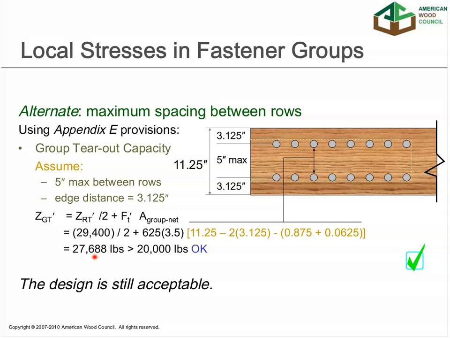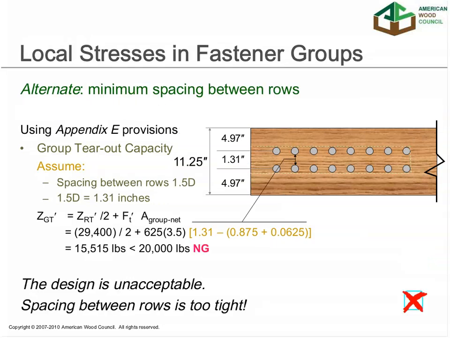Now, let's go the other direction. Let's say we decrease the spacing between those rows to the absolute minimum, which is 1.5 diameters. And in that case, 1.31 inches, a very tight spacing. But what we've done, in effect, is reduced this cross-section here and reduced our capacity to well below the 20,000 pounds that we need. So you can see the impact that spacing of rows has on the design process.